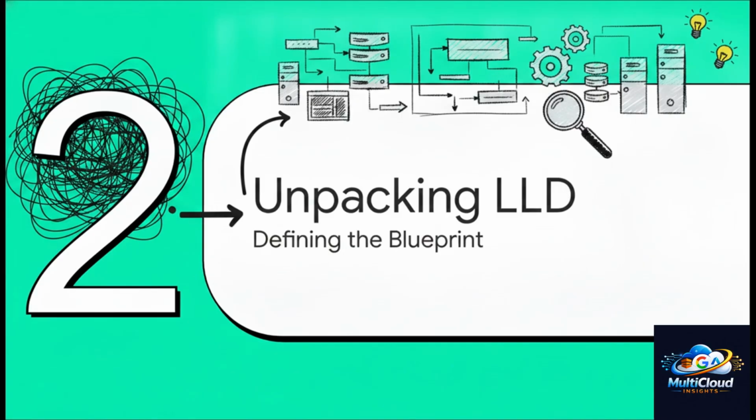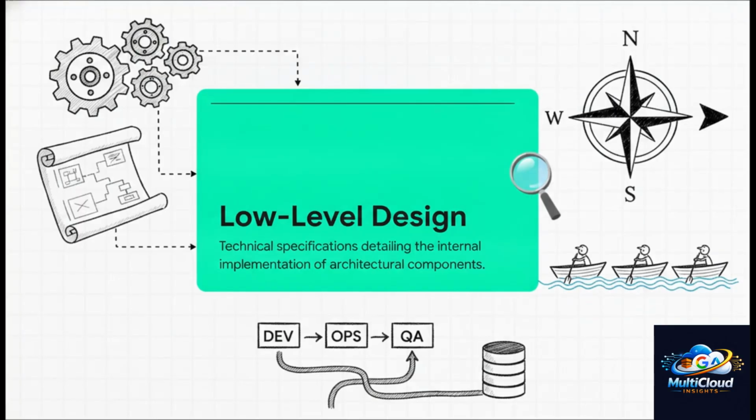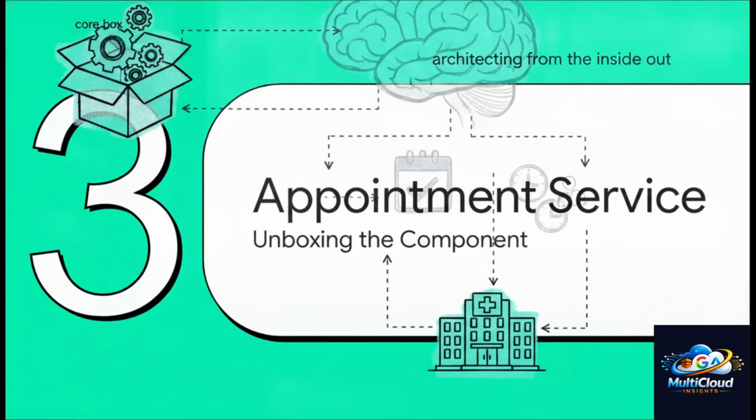Moving right along to Section 2, unpacking low-level design. Let's formally define what this blueprint actually looks like in the real world. So, what are we really talking about here? Well, experienced architects spend a massive amount of time sweating the details in these low-level design documents to ensure there are absolutely zero misunderstandings before anyone writes a single line of code. A solid LLD literally leaves no room for guesswork. It explicitly guides the developers, the DevOps engineers, and the QA teams so that everyone is rowing in the exact same direction.